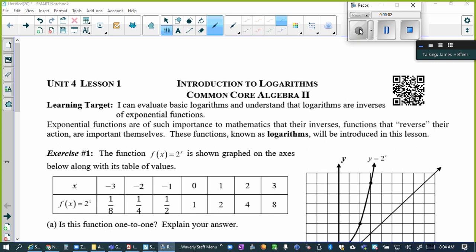Okay, so 4.1, Unit 4, Chapter 4, whatever you want to call it. This is a topic I'm not sure you touched on in Algebra 1, so I think this is going to be kind of new to you guys. We've been talking about exponential functions, right? Exponential functions have the variable where? Up in the exponent, right?